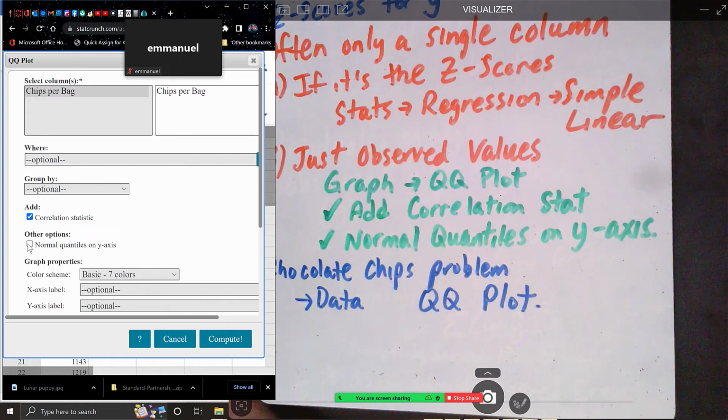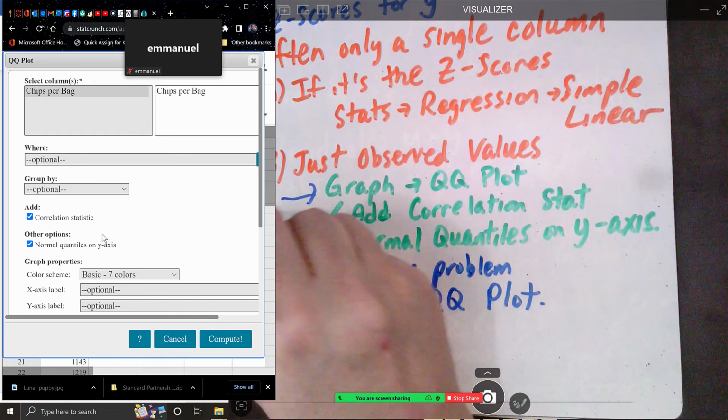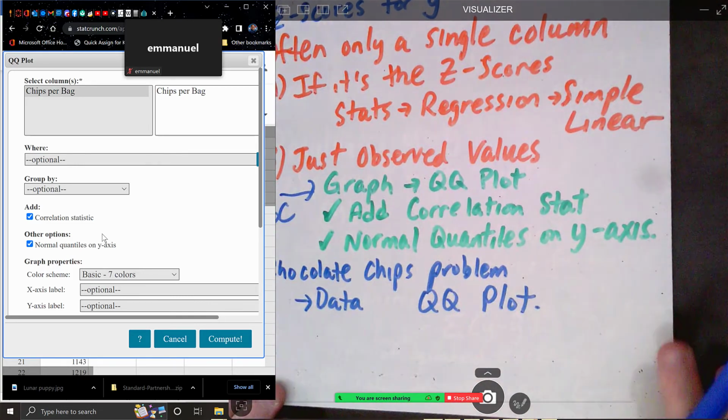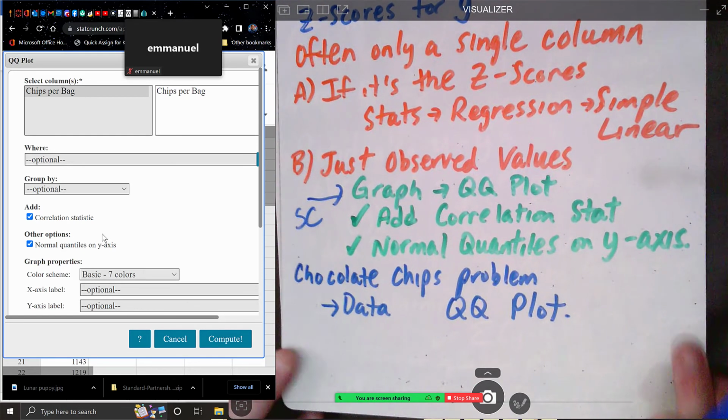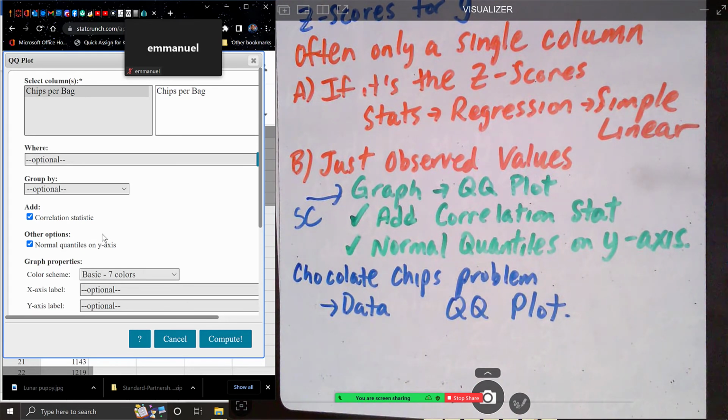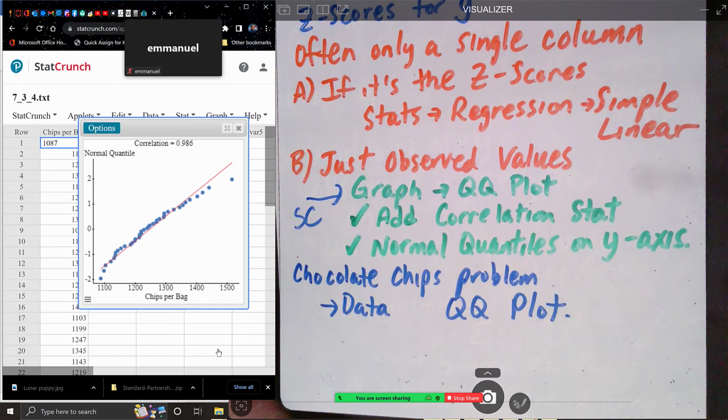Add correlation statistic, and do normal quantiles on the y-axis. So this is the StatCrunch thing right here. Graph, QQ plot. I've checked the correlation statistic. I've checkmarked the normal quantiles on y-axis. And it gives us a value. And we can kind of see the dots kind of follow the line, right?